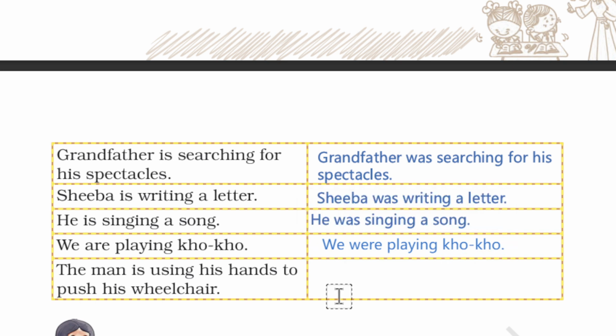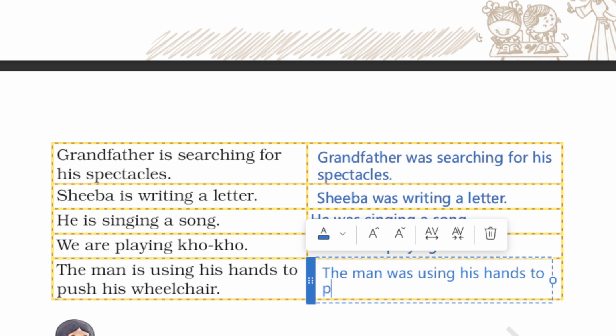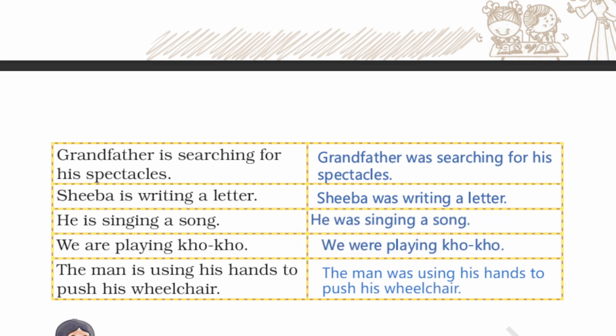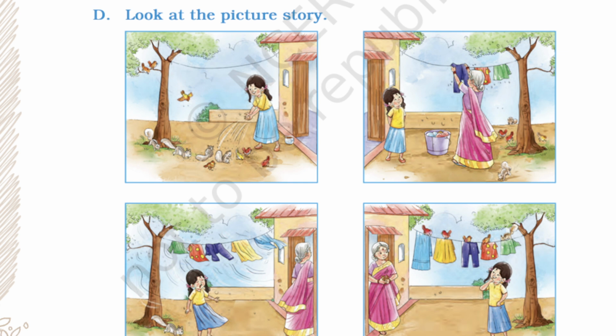Next, the man is using his hands to push his wheelchair. So the man, a single person. So the man was using his hands to push his wheelchair. Clear, students? So, very, very important for your exam. Okay. Next, look at the picture and create a story. So these types of questions are creative writing.